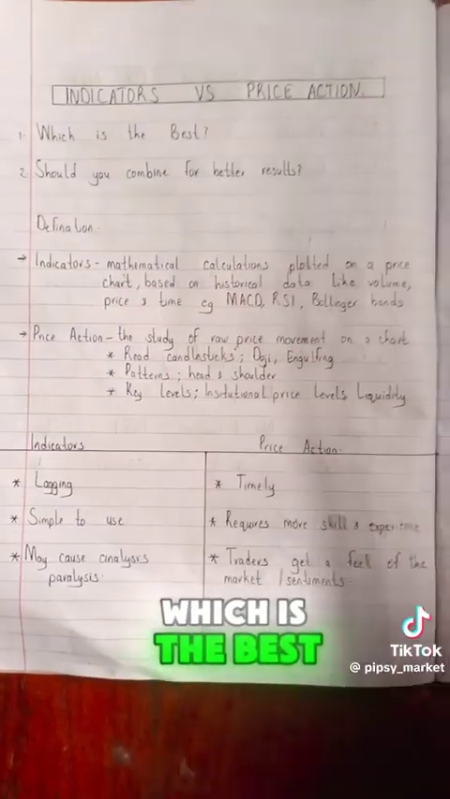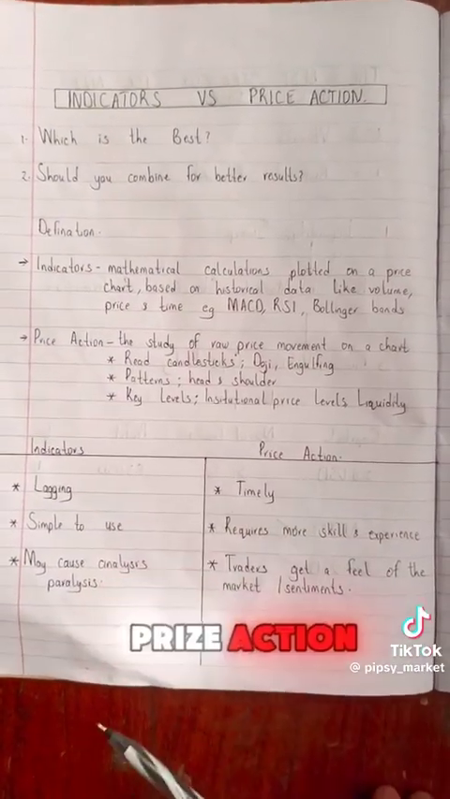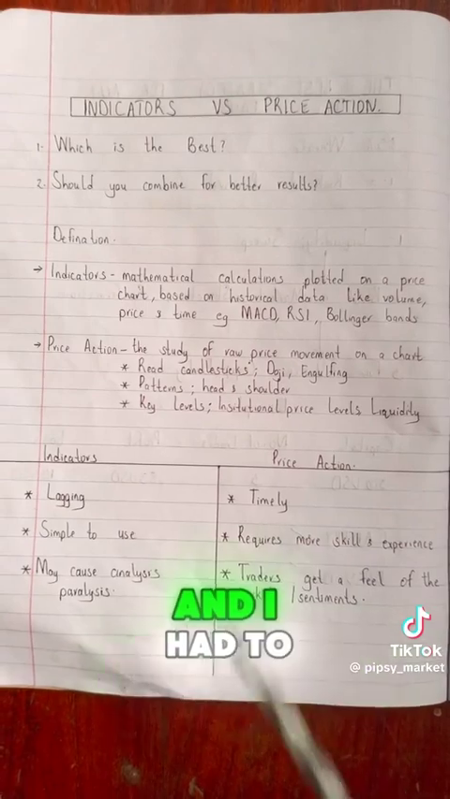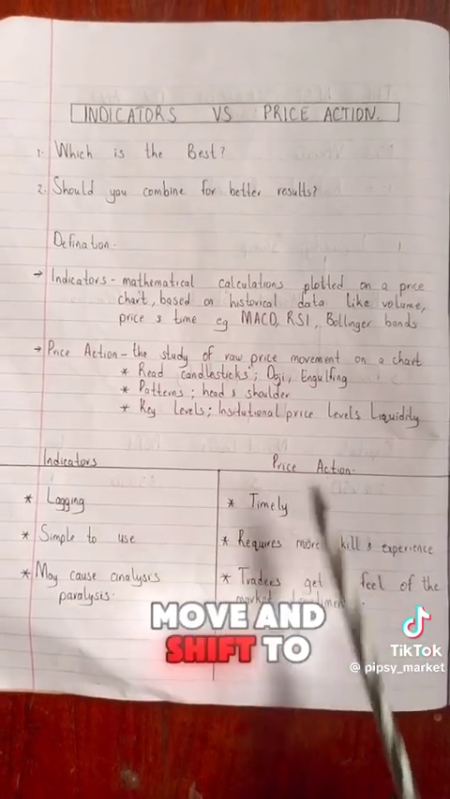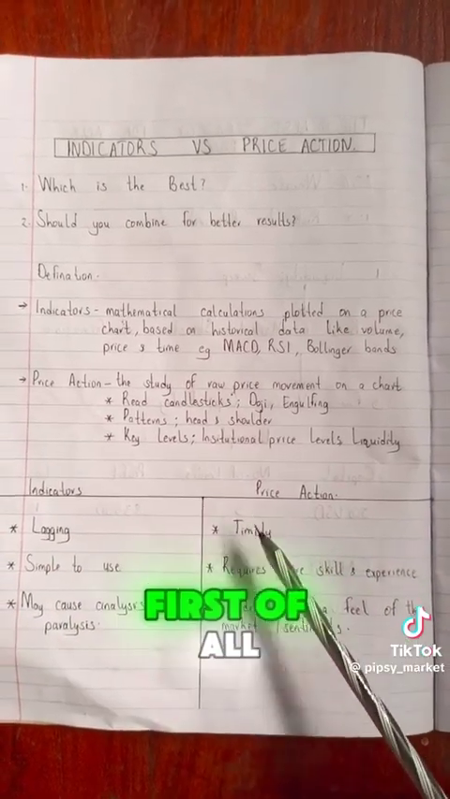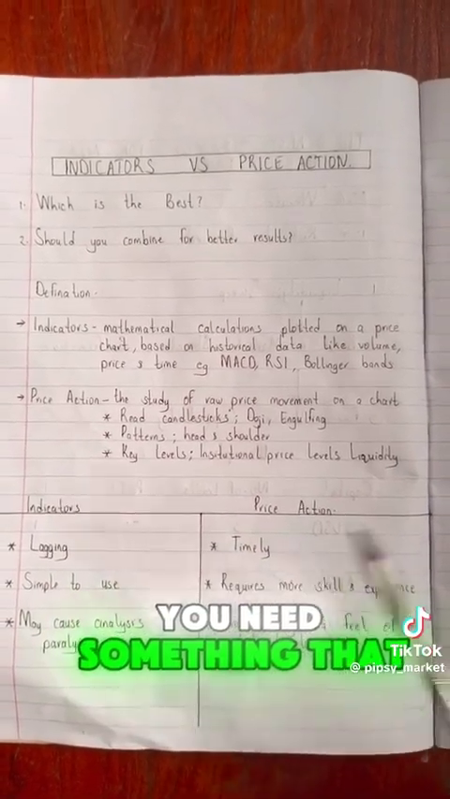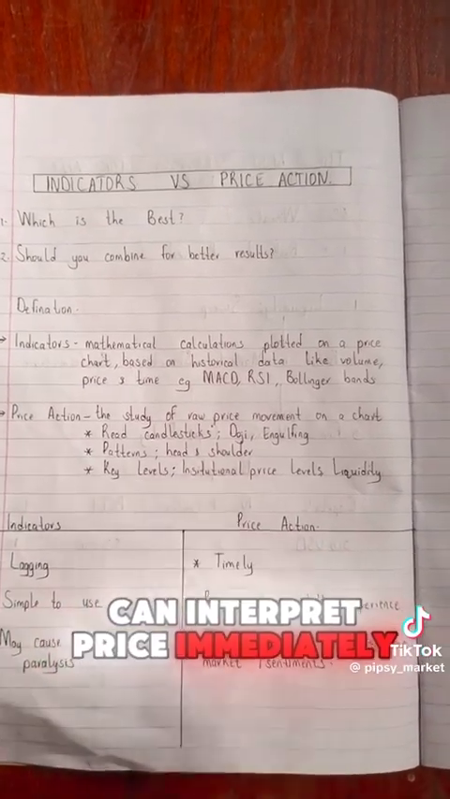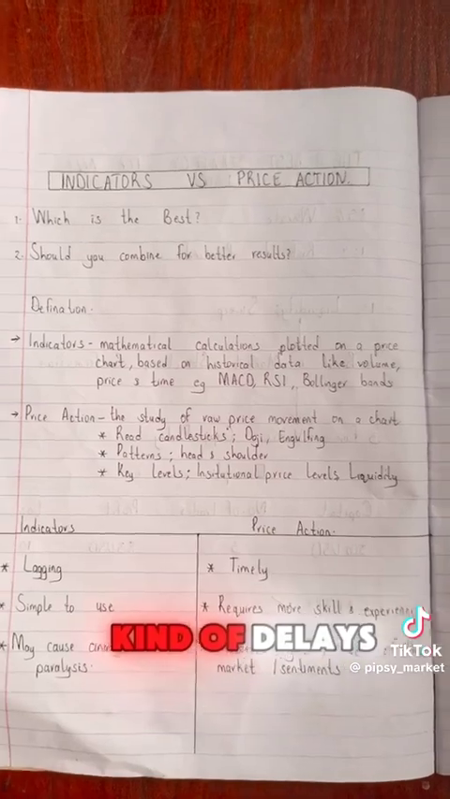So which is the best? For me, I would go for price action. I have done indicators and I had to shift to price action because you want something that is timely. First of all, you need something that can interpret price immediately. You don't want any kind of delays.